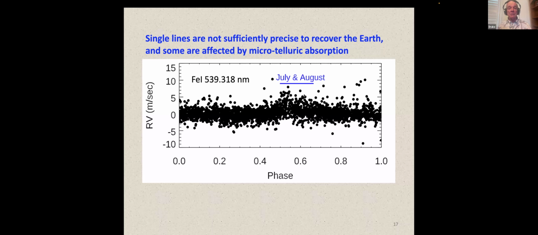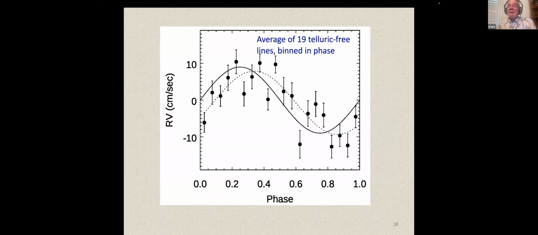We didn't make any corrections for telluric absorption. You could probably reduce this if you made telluric corrections, but if we have a line like this one that is affected by microtelluric absorption, then in our exercise of recovering the Earth-like velocity, we just omit that line. Nevertheless, we have 19 telluric-free lines, and even with the high signal-to-noise of the solar spectrum, if you want to recover a 9 centimeter per second signal, you still have to do additional binning by averaging not only over lines, but also binning in phase. So this is binned in phase.